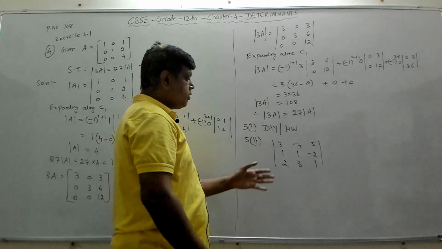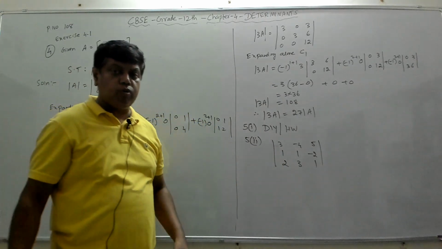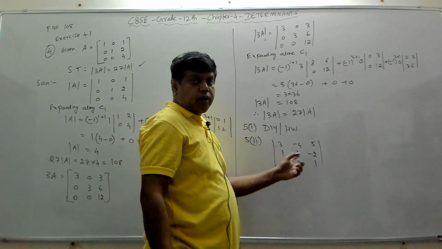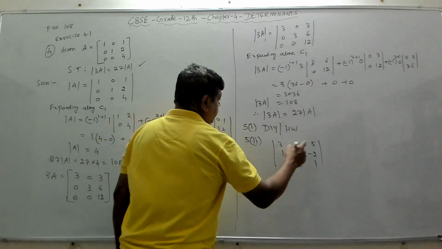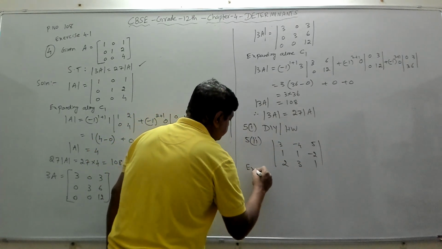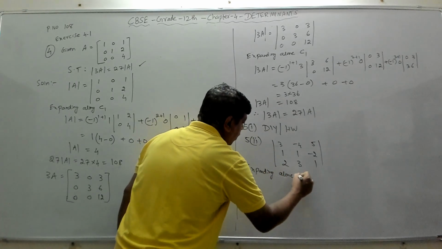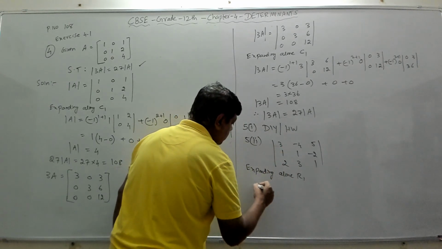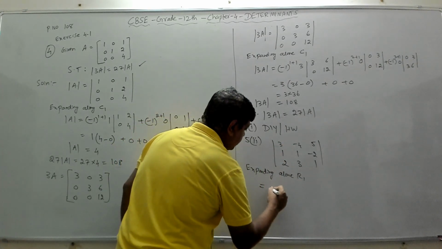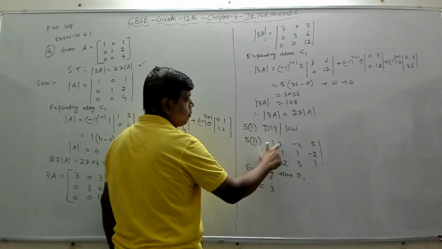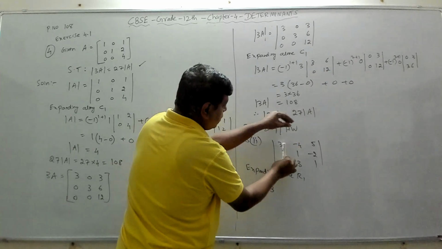Here we will try to see whether any particular row or column has the maximum number of zeros. Nothing is having any zero. Even if something has a 0, we can expand along that row or column, but none of them has. So we will expand through row 1 only. Expanding along R1, we'll take 3 into, minus 1 power 1 plus 1, so it is positive. This row and column will go.